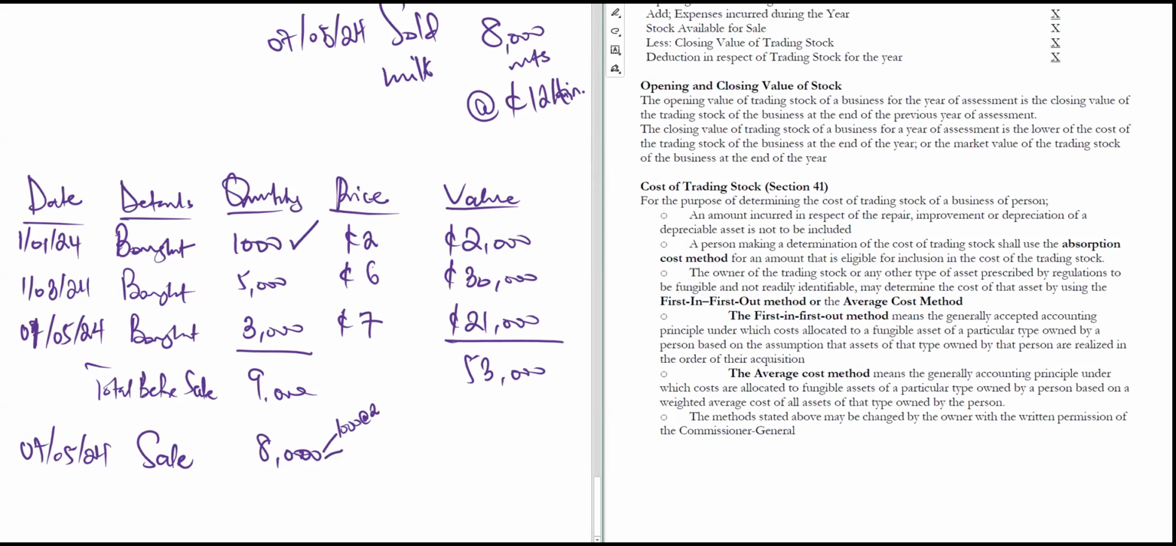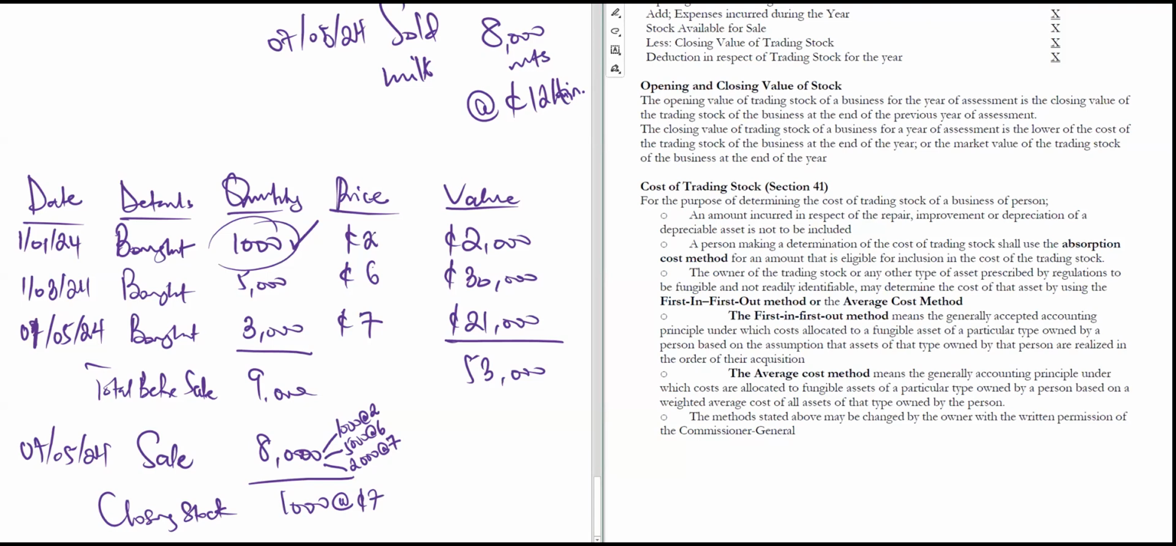Can we take all the 5,000 from this? Yes, we can, right? We have 5,000 at 6 CDs. Then we have 2,000 at 7. Meaning that how much goods will we be left with? We'll be left with closing stock of 1,000, valued at what? 7 CDs. 7, because first come, first serve, right?